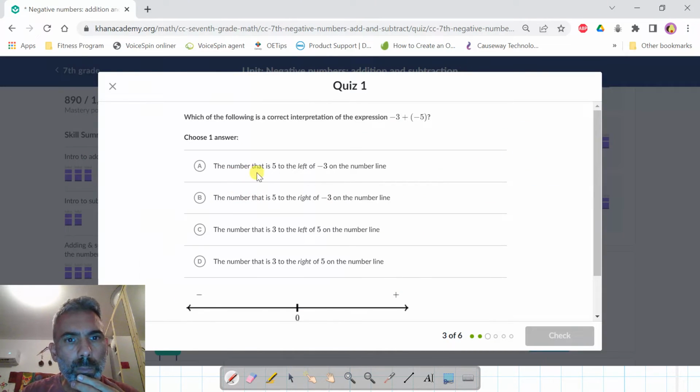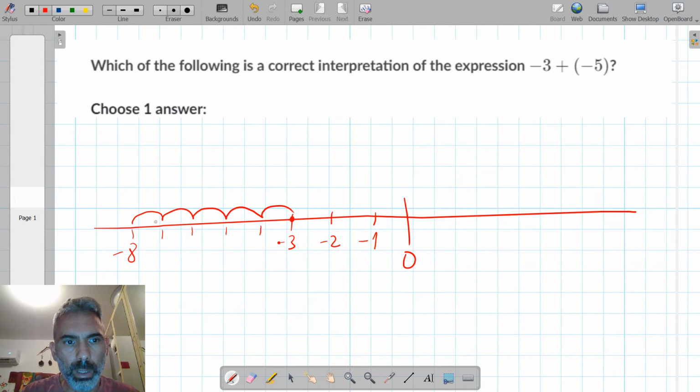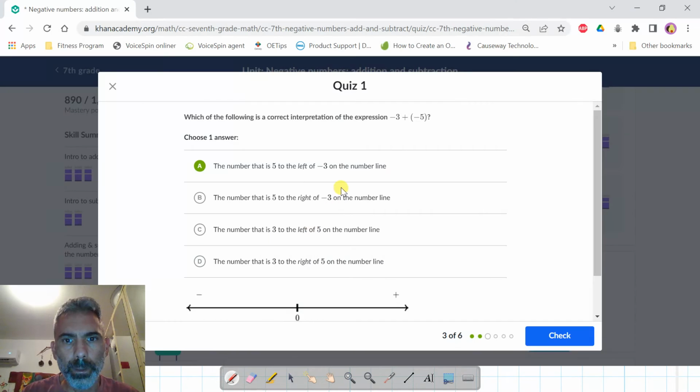Okay, the number that is 5 to the left of -3 on the number line, that is correct. The number that is 5 to the right of -3, that is incorrect. We saw that -3 plus -5 is 5 steps to the left of -3, so this is not correct. The number that is 3 to the left. Okay, so A is the correct answer.